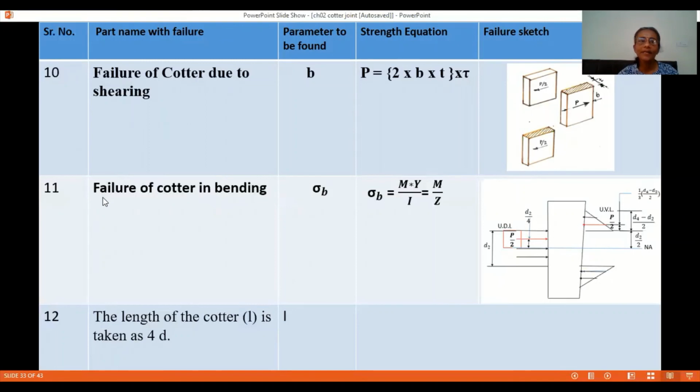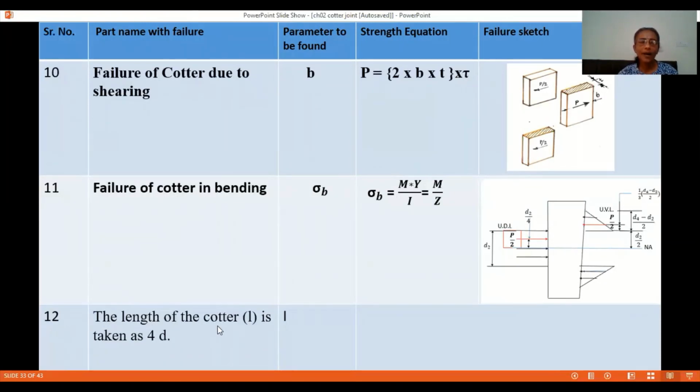11th step is failure of cotter in bending. We will be finding the bending stress induced in the cotter. So to find the bending stress induced, we must find the bending moment and section modulus Z, which I had explained in the previous slides in the 11th step.